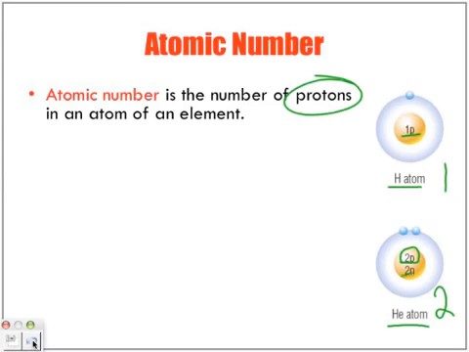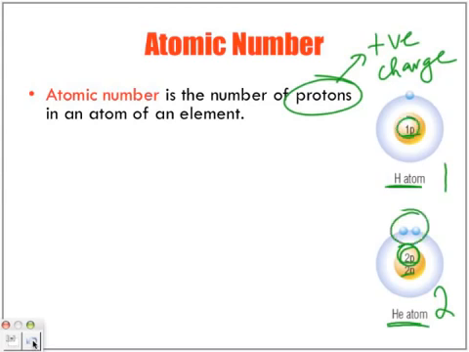Right? So we know protons carry a positive charge. Because none of these atoms exhibit a charge associated with them, if we have 2 positive charges, we must also have 2 negative charges associated with it. We've got 1 positive charge here in the nucleus. We've got 1 negative charge to offset it, so there is no charge.